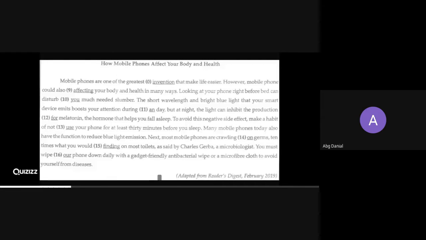Next, mobile phones are crawling with germs, 10 times what you would find on most toilets, as said by Charles Gerber, a microbiologist. You must wipe your phone down daily with a gadget-friendly antibacterial wipe or a microfiber cloth to protect yourself from disease. All right, very good.